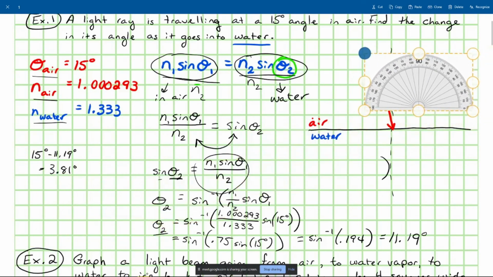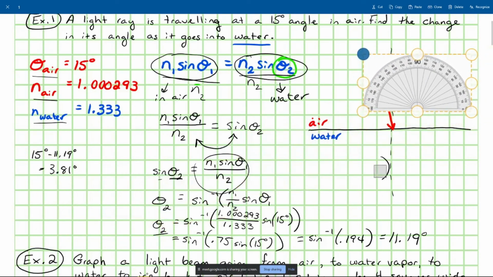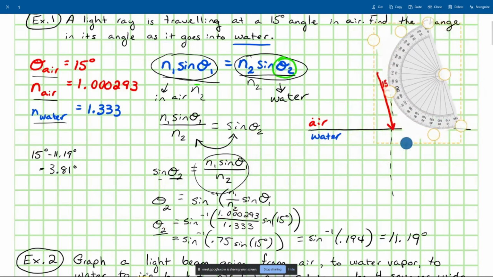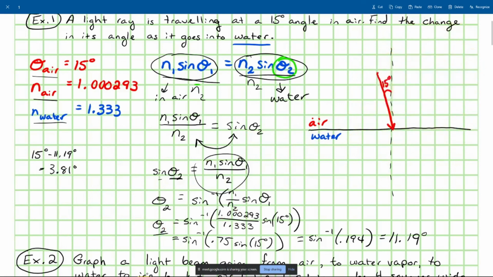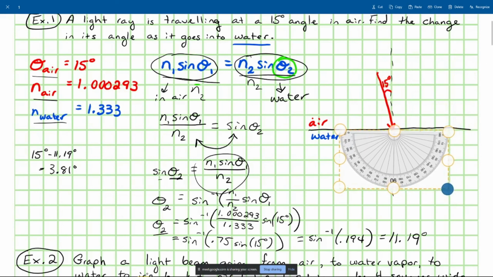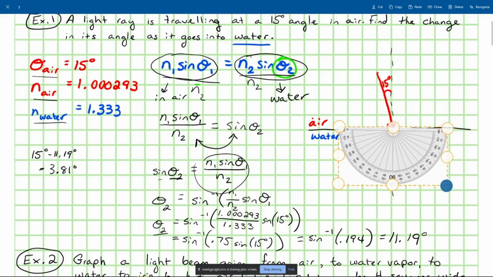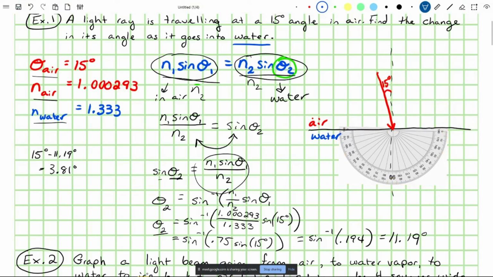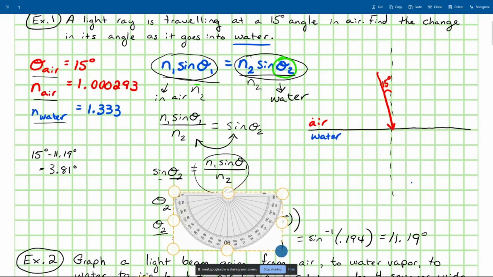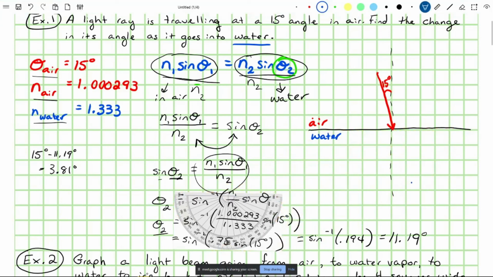So I'm going to bring this up here, erase this, rotate my protractor around, line it up with the green line, use blue. Again, this is 11.19, so we're going to subtract 10. Put it at about 11 degrees. And then connect our lines.